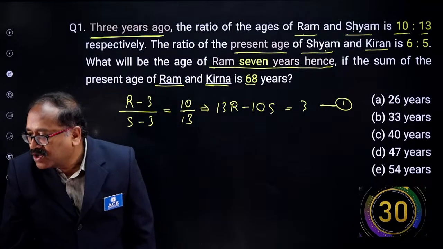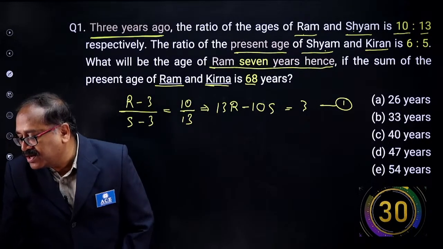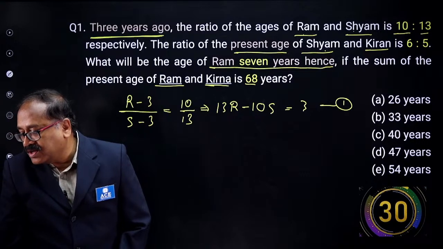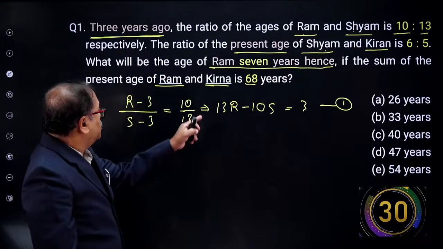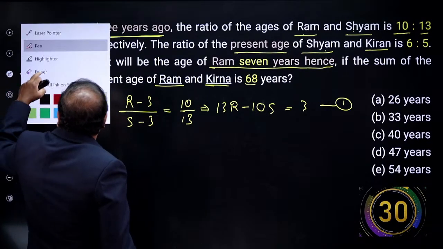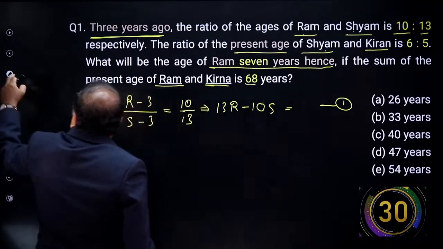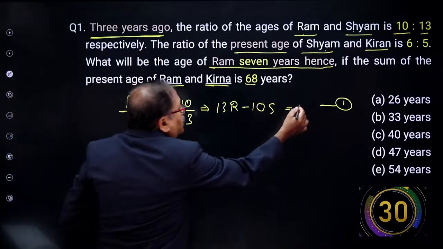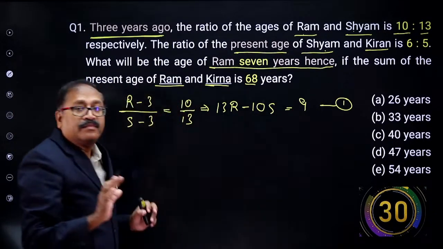It's nice to see that some of you are responding. 13 times 3 is 39, so it will be 9. So we got this equation here. So this is 9.